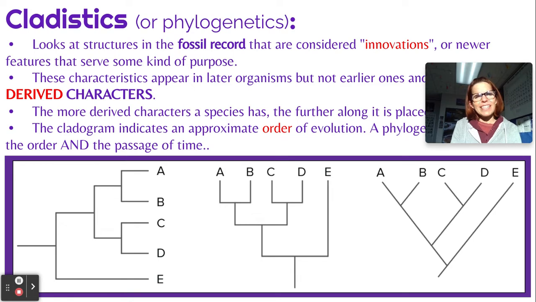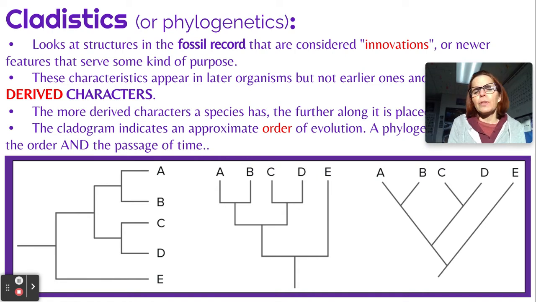A phylogenetic tree, that was the word I couldn't think of, not only indicates the order of evolution, but also indicates sort of how much time has passed. So on a phylogenetic tree, the way it's supposed to be is that it's supposed to have really long lines if there's been a super long amount of time that has passed, and very short lines if only a tiny amount of time has passed.